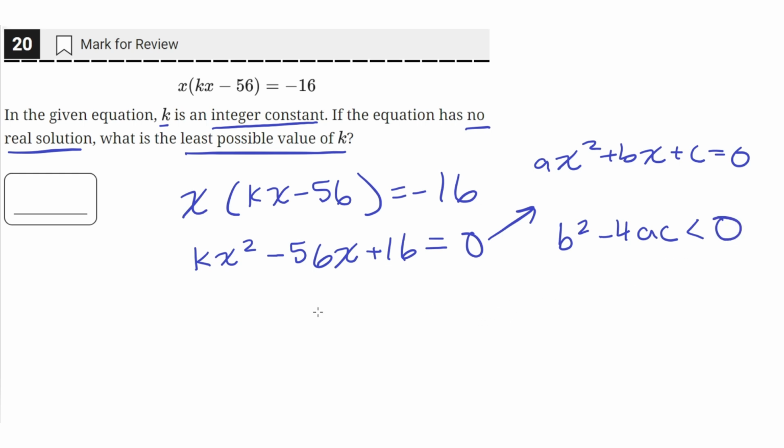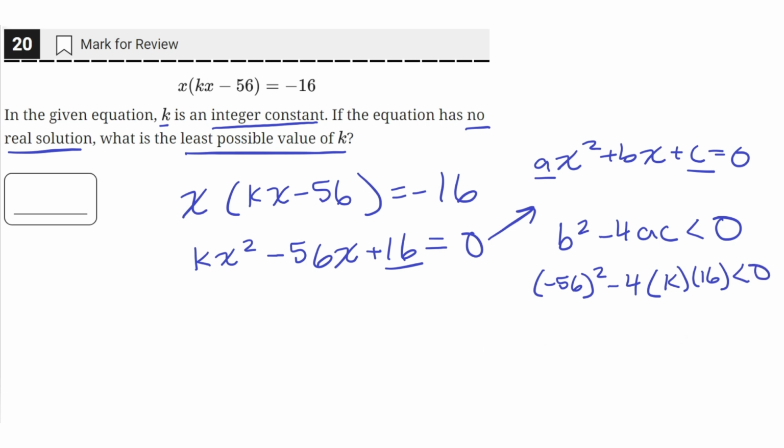So we need to find the discriminant now. So let's do that. The b term here is the coefficient of the x term, so in this case, it's negative 56. So it'll be negative 56 squared, and then minus 4 times a, which is the coefficient of the x squared term, this k here. And then c is the constant. It's over here, so that's 16. And that has to be less than 0.